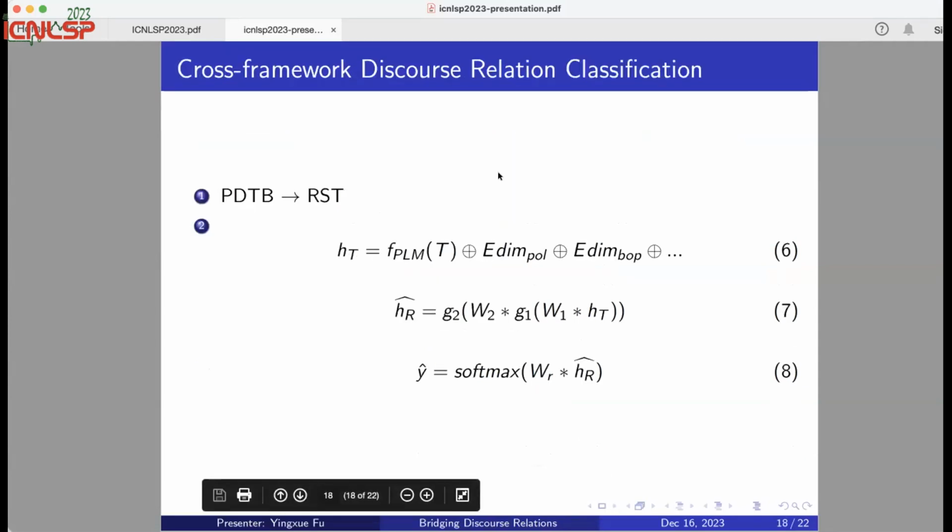And in the second part, we use transfer learning to show the effectiveness of those dimensions in cross-framework discourse relation classification. Because the PDTB corpus is generally larger than RST, the directionality is from PDTB to RST. First, we train a model on PDTB data, and then the classifier layer of this model is frozen, and we train a new classifier layer for RST data. The number of parameters to be learned would be much smaller, because they are just for the last classification layer.